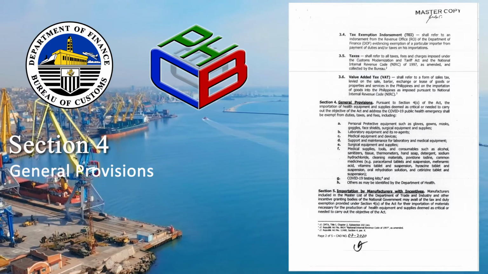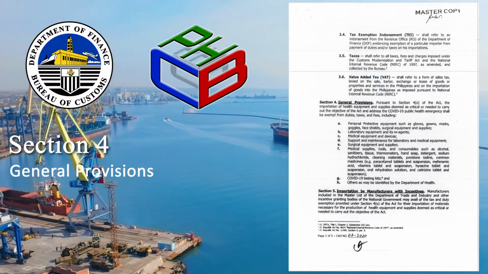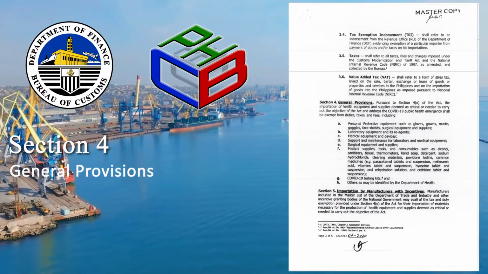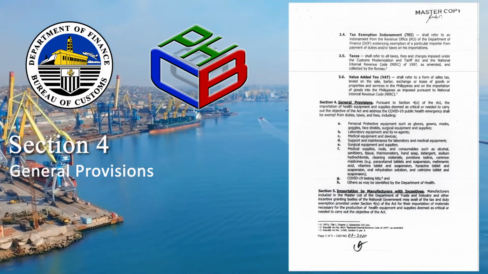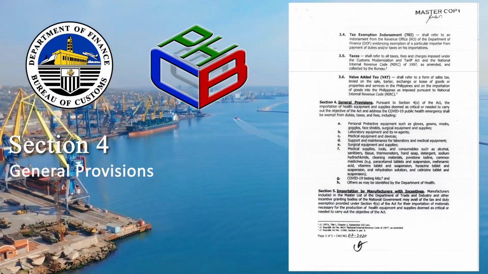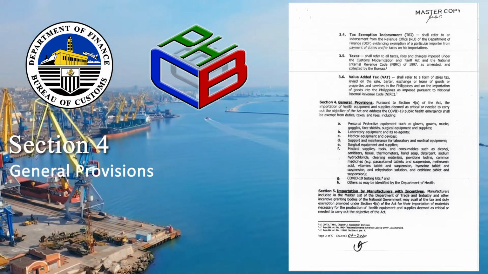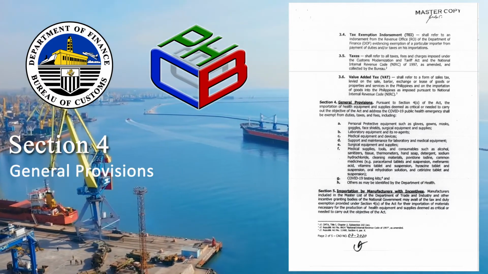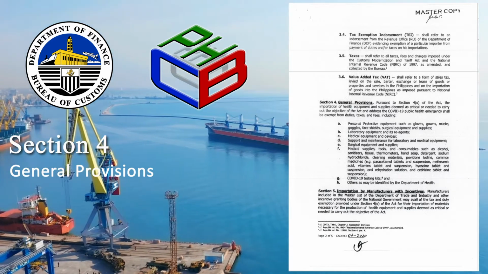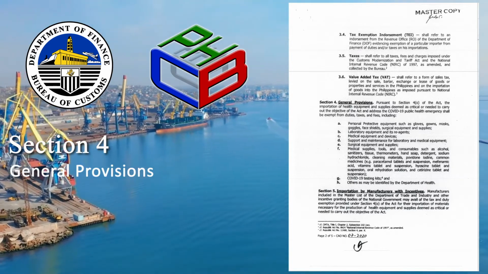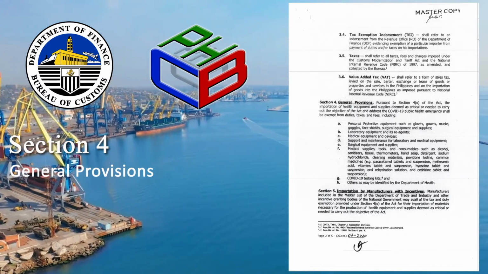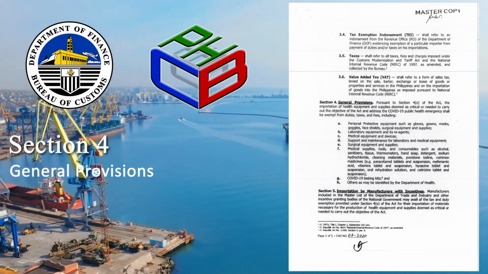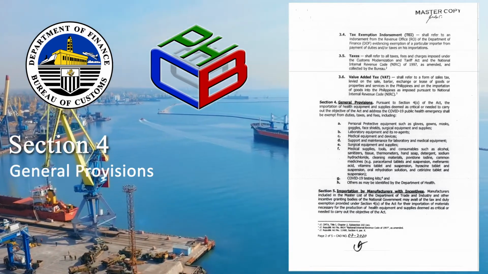Section 4. General Provisions. Pursuant to Section 4(o) of the Act, the importation of health equipment and supplies deemed as critical or needed to carry out the objective of the Act and address the COVID-19 public health emergency shall be exempt from duties, taxes, and fees, including: a. Personal protective equipment such as gloves, gowns, masks, goggles, face shields, surgical equipment and supplies. b. Laboratory equipment and its reagents. c. Medical equipment and devices. d. Support and maintenance for laboratory and medical equipment. e. Surgical equipment and supplies.